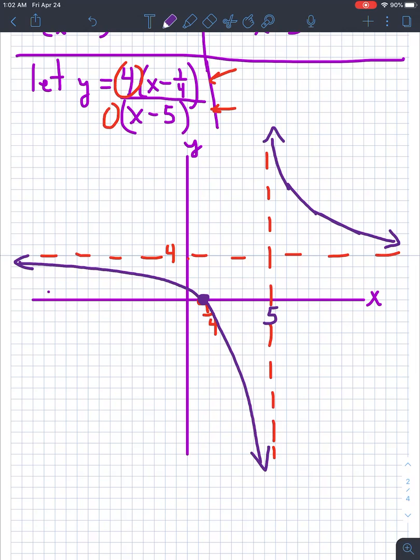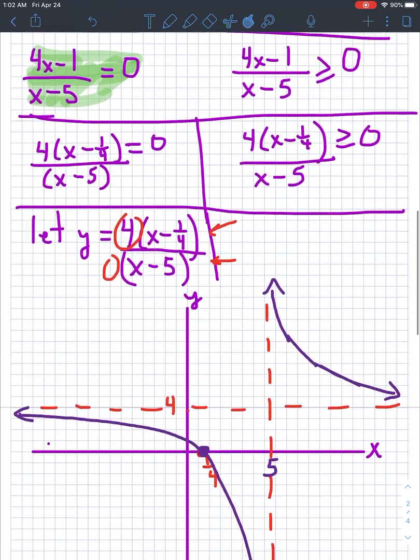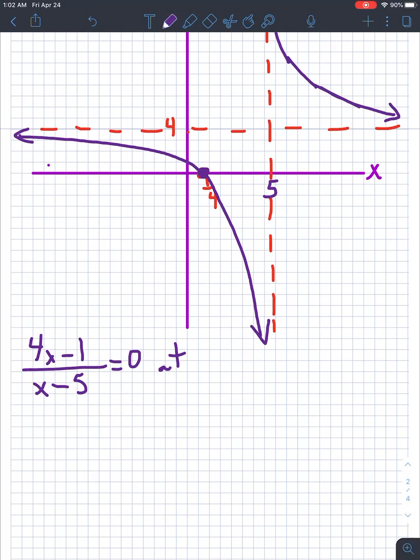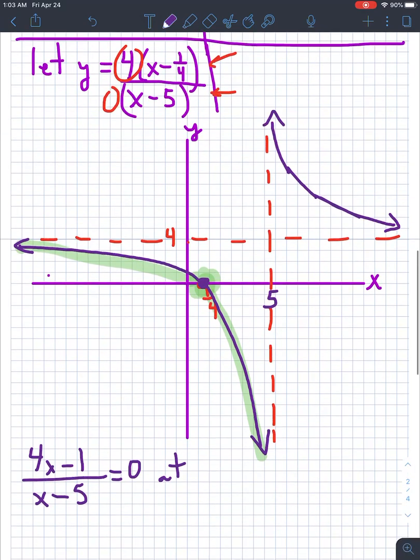We could quickly write 4x minus 1 over x minus 5 is equal to 0 at, just make sure I've got that equation right, 4x minus 1 over x minus 5 equals 0, yeah, and the answer is at, well, where does it equal 0? Right here. It's above 0, it equals 0, it's less than 0, and it flips over and it's above 0 again, and it stays above 0. It never does come back down to the x-axis. Okay, so when is it equal to 0? At 1/4. At x equals 1/4.